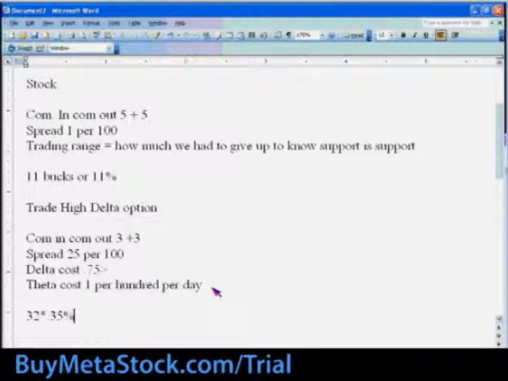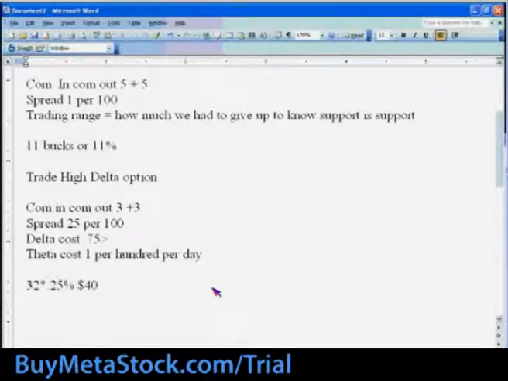Because my costs are 25% greater. Okay? So we're looking at over $40 in cost, about $40. That total cost is 40% of my potential profit.